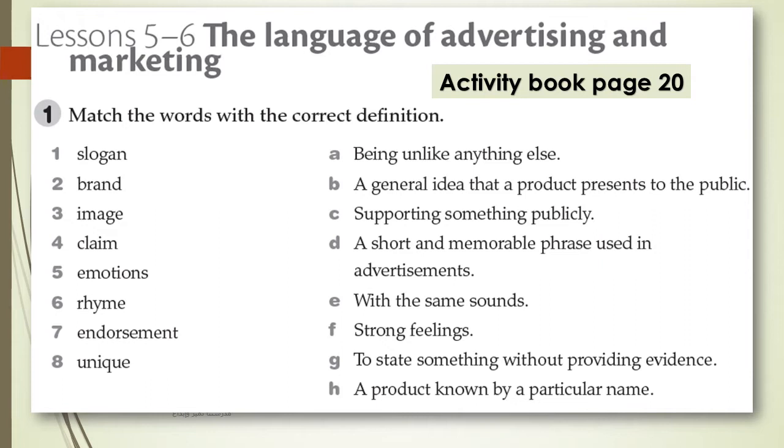So let's try to match. Number one, slogan: a short and memorable phrase used in advertisements. What about brand? A product known by a particular name. Image, number three: a general idea that a product presents to the public. Four, claim: to state something without providing evidence. Emotions: strong feelings. Number six, rhyme: with the same sounds. Seven, endorsement: supporting something publicly. Eight, unique: being unlike anything else, different, special.